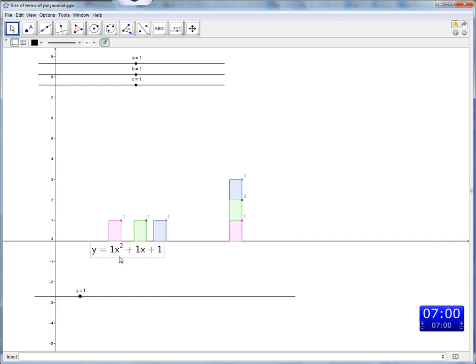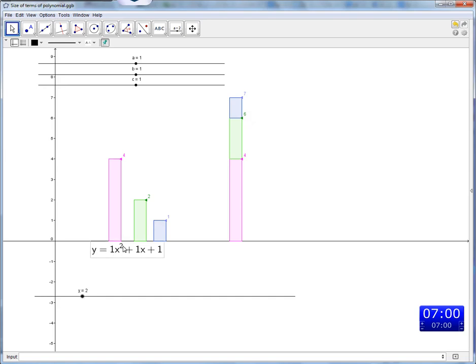Let's say we put in 2 for x. Then what will this be worth? 4. 2 squared is 4. So if I move this over to 2, this is worth 4. This is 2 times 1, that's 2. And 1 is just 1, it's always 1. Over here you see the 4 plus the 2 is 6 plus the 1 is 7. So this represents not the graph of the function, but just the y value of the function.